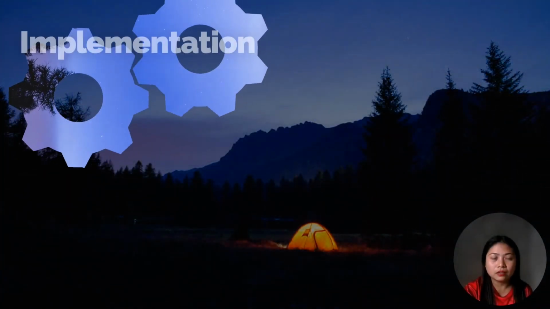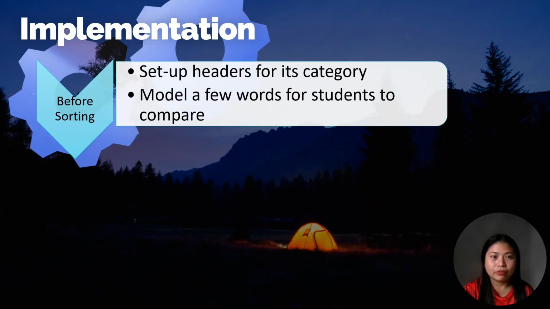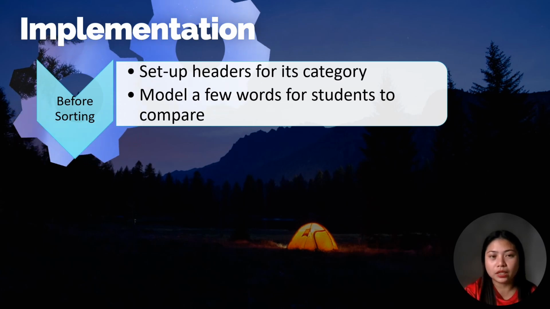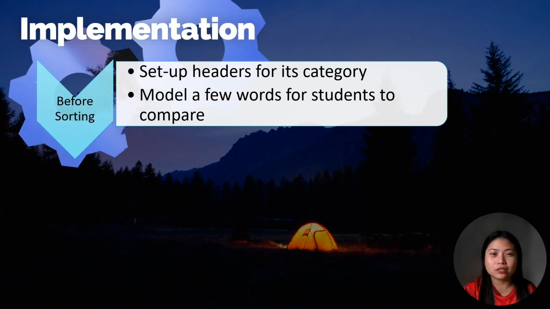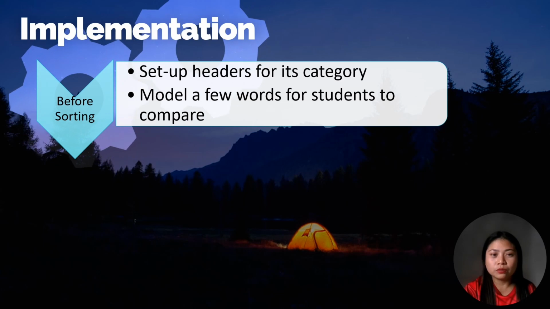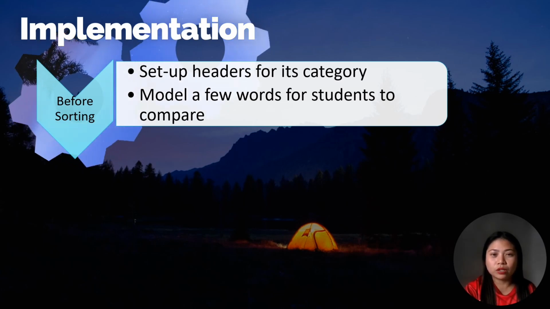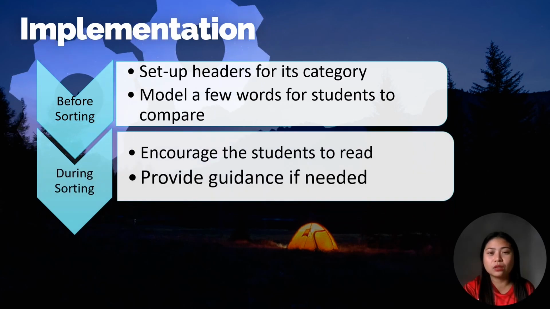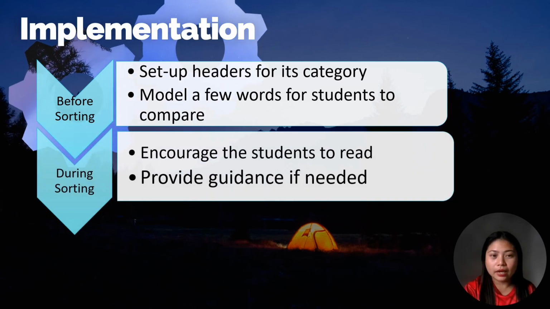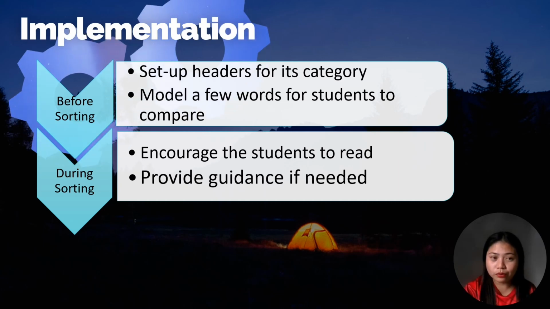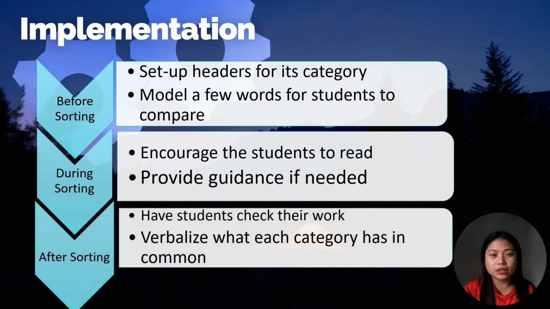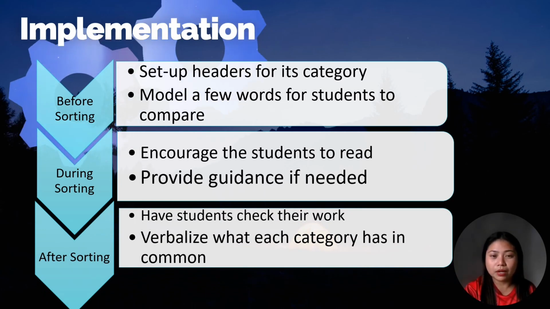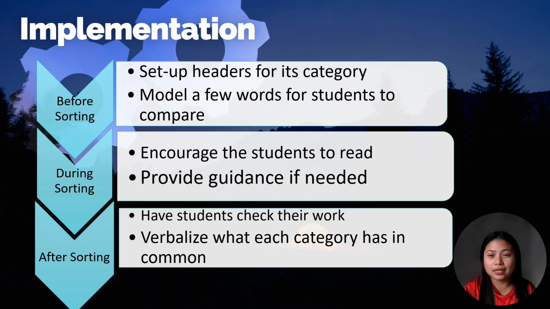Implementation, we need to do the three: before, during, and after sorting. First, before sorting, we need to set up headers for each category, and also we need a model of a few words for students to compare. During sorting, we need to encourage students to read and provide guidance if needed. After sorting, the students check their own work and they can verbalize what each category has in common.